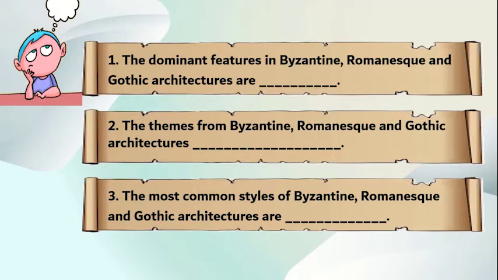Number 1. The dominant features in Byzantine, Romanesque, and Gothic architectures are blank. Number 2. The themes in Byzantine, Romanesque, and Gothic include blank. Number 3. The popular churches of Byzantine, Romanesque, and Gothic are blank.